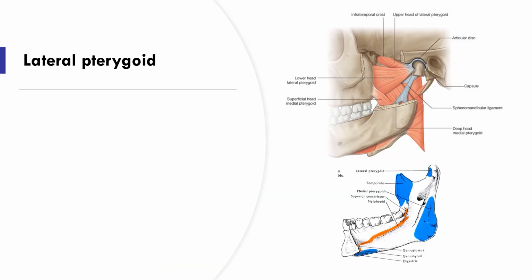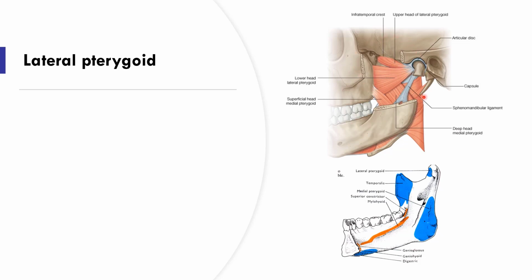Now, lateral pterygoid. Lateral pterygoid is here. The fibers of lateral pterygoid are almost running backwards and laterally. They are inserting here on the neck of the mandible. So you can see it has two parts, upper part of the lateral pterygoid and lower part of the lateral pterygoid. It has two heads, upper head and lower head.